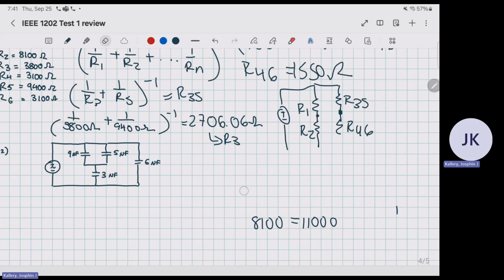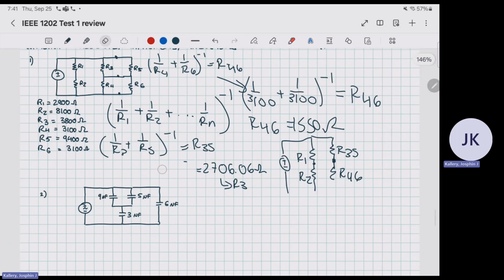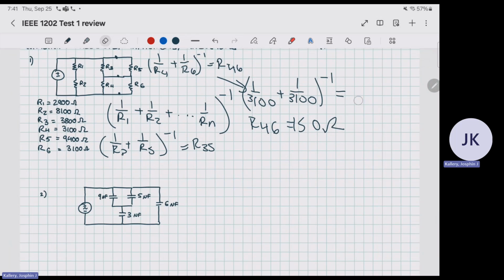But yeah, just make sure you know your formulas for resistors in series and resistors in parallel, and you should be able to do it. Just trying to make up space here.